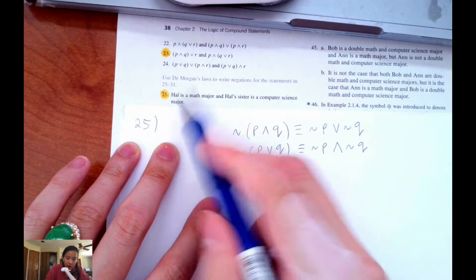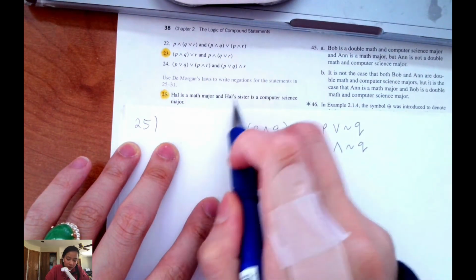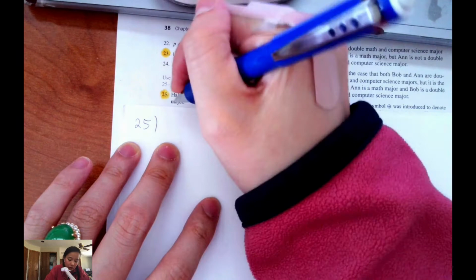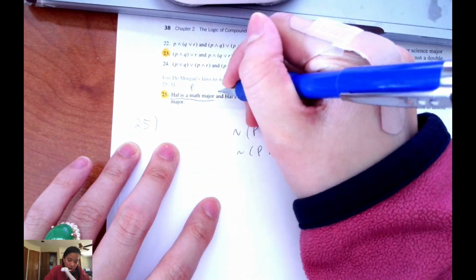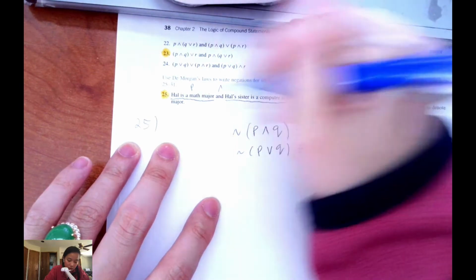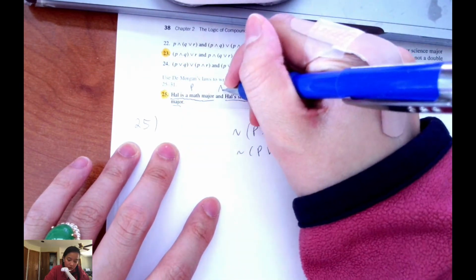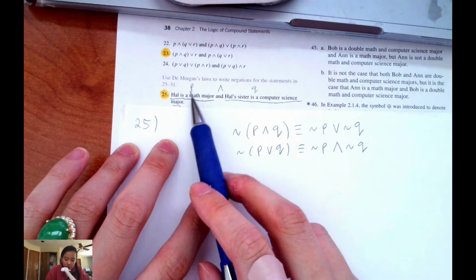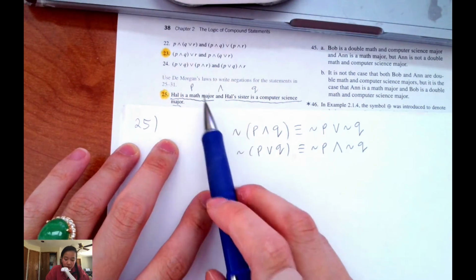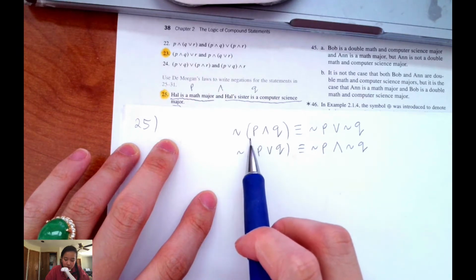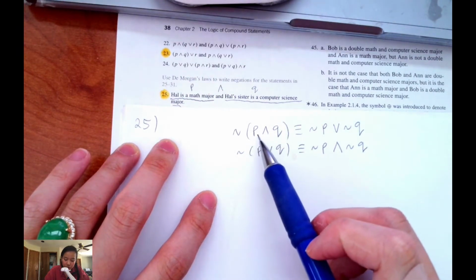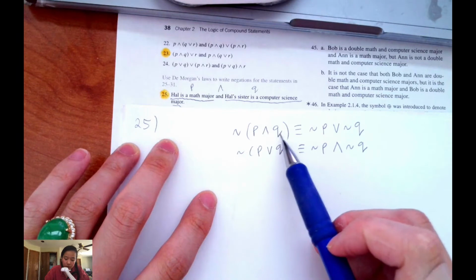So for number 25, Hal is a math major and Hal's sister is a computer science major. Hal is a math major can be P, and Hal's sister is a computer science major can be Q. And since we're trying to take the negation of this whole statement, we would use the first law, since we're dealing with P and Q.